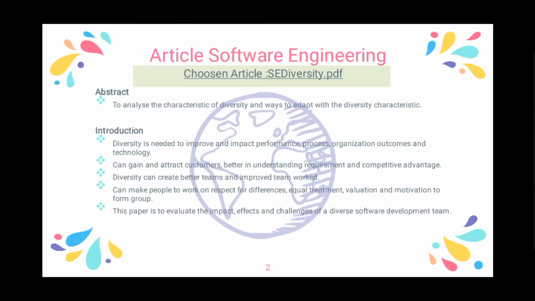For the first article, which is se-diversity.pdf, the abstract is to analyze the characteristics of diversity and ways to adapt to them. The introduction says diversity is needed to improve and impact performance, process, organization, outcomes, and technology.